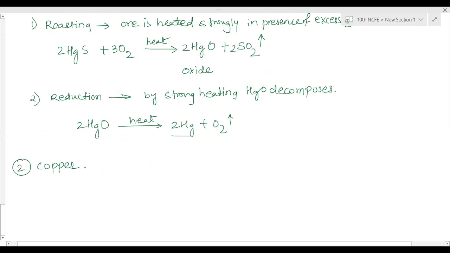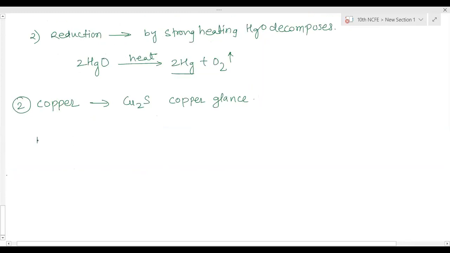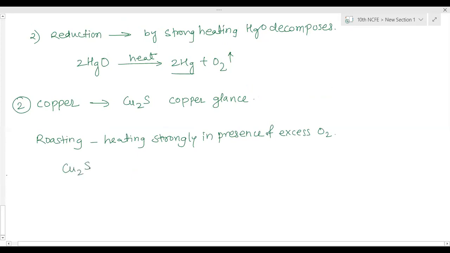The next element, the lower reactive element, is copper. The ore of copper is copper sulfide, Cu2S. Its name is copper glance. It is also a sulfide ore. The same process has to be followed. First is roasting, heated strongly in presence of excess oxygen. So that is Cu2S plus oxygen, heating.